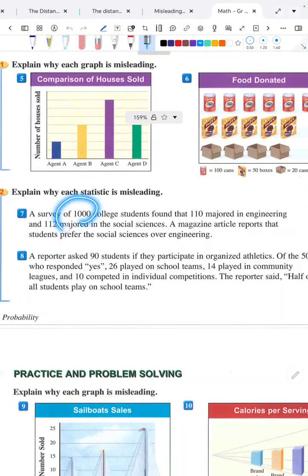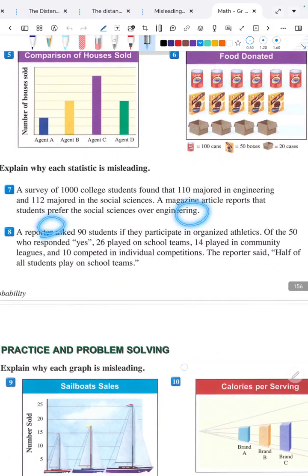Now a survey about 100 students. 110 of them prefer engineering. The other 112 prefer social science. Is it fair to say social science is over engineering? No. Why is it misleading? Because it's only about 2 students. That's why we will say it's misleading.